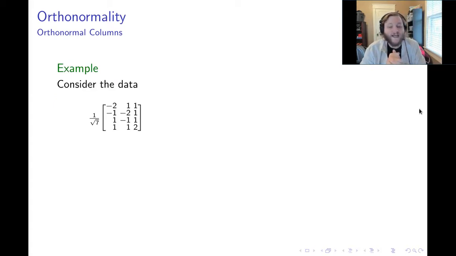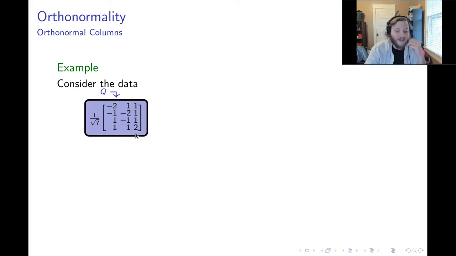So let's look at an example here. Here we're looking at a 4x3 matrix, and this is my Q here. It's important to not forget about this scalar that's out front here, 1 over root 7. So the first column of this matrix is not -2, -1, 1, 1. The first column here is -2 over root 7, -1 over root 7, 1 over root 7, and 1 over root 7. And same goes for the other 2 columns. So that's my Q here.